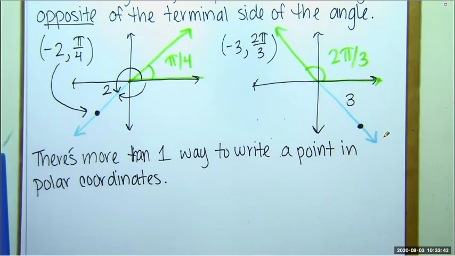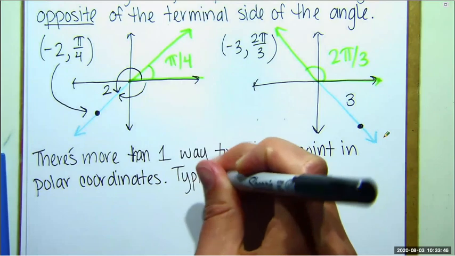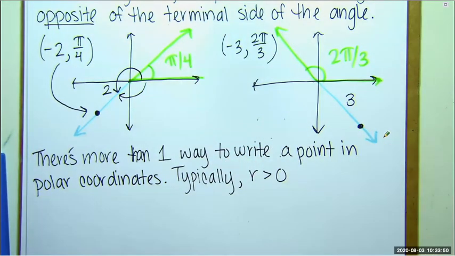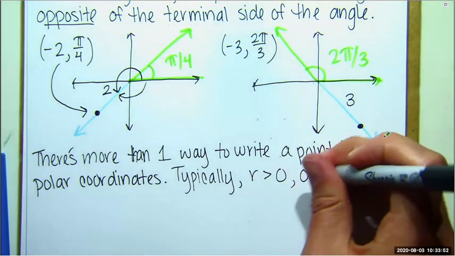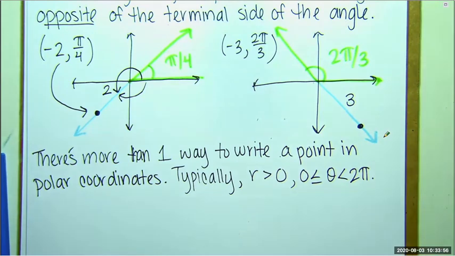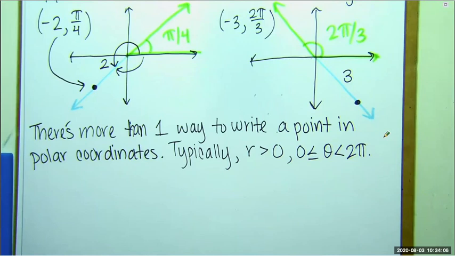Typically what you'll see on the homework, you'll be asked to write r positive, or greater than 0, and you'll be asked to write theta between 0 and 2 pi. Okay, so that's very typical because that makes sense in a real world situation, but you might see some things where you have other constraints. So let's look at a really simple example, and then we'll do one that's a little bit more complicated.